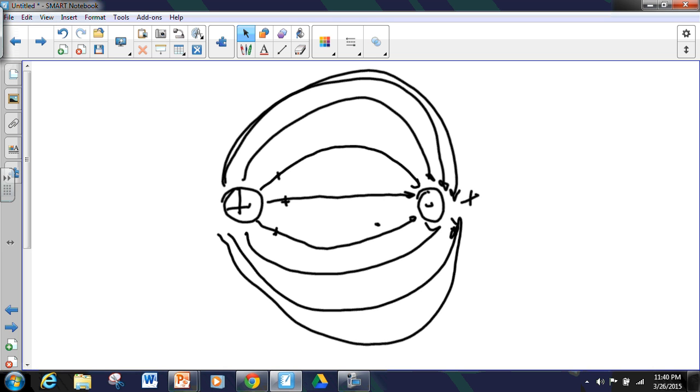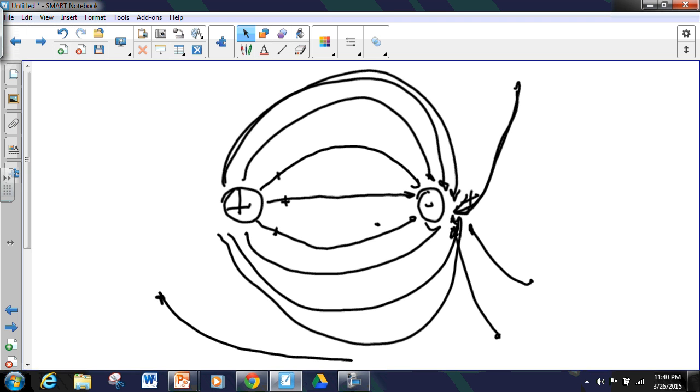If I put a positive here, it's going to be drawn in. If I put it here, it's going to be drawn in. If I put it here, a positive is going to be pushed away until it gets into the force field of the negative, and then it will be pulled inward. So we get this pattern that describes that space. This pattern of lines describes that empty space. It's not empty because there's a force acting in that space.